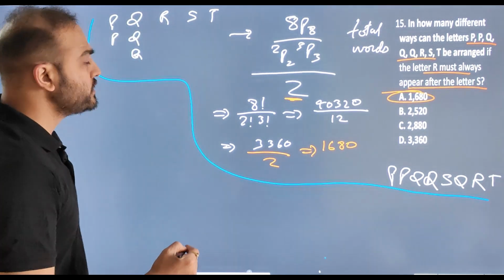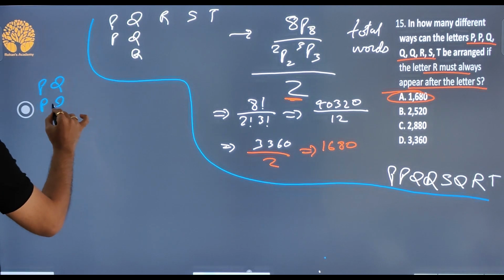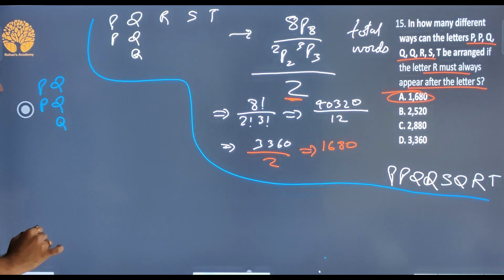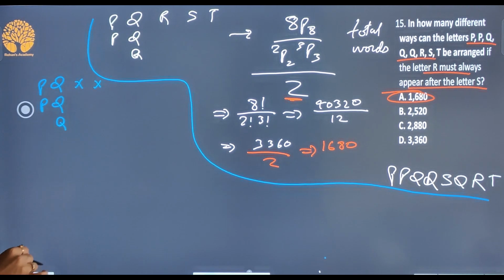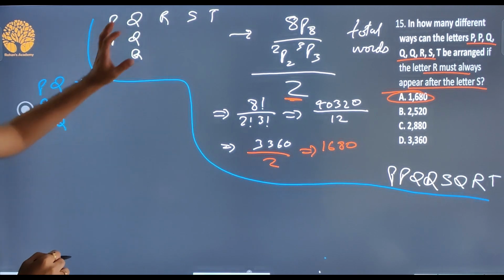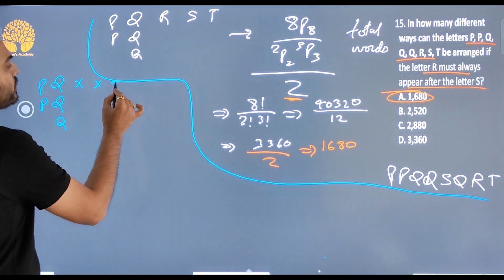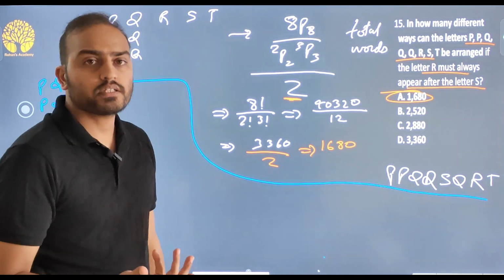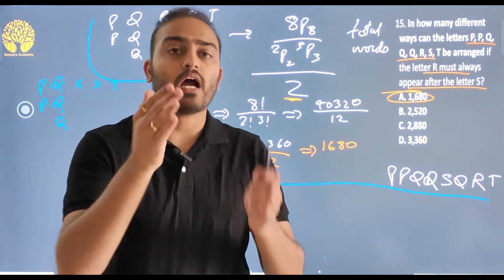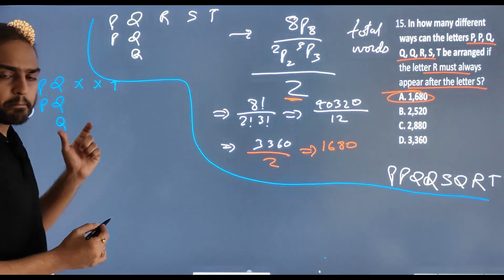So what I'm going to do is, I have P, Q, Q, Q. Now R and S I will replace by the letter X. I am replacing R and S both by X. And T is T. Why am I replacing both of them by X? Because it's my job to make sure R comes after S, so I have replaced both of them by X.